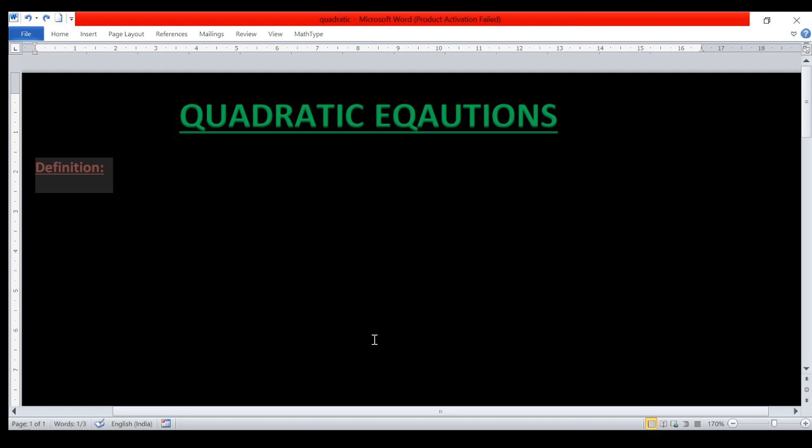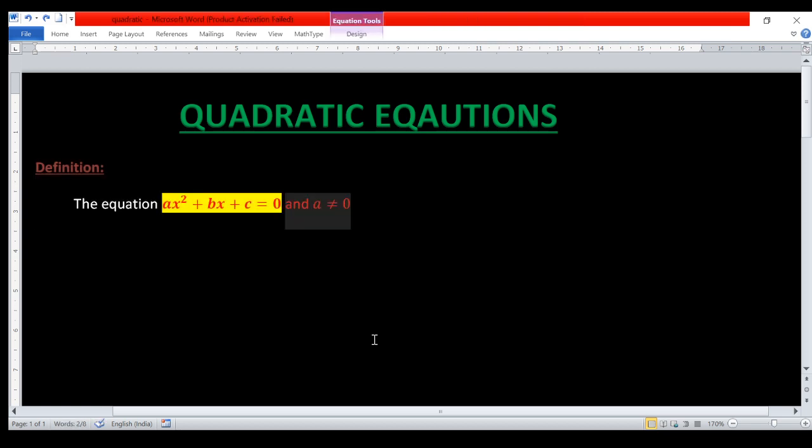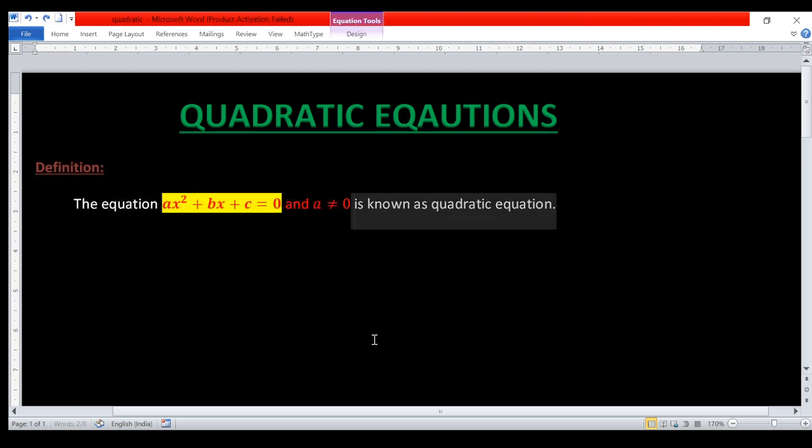Definition. The equation ax square plus bx plus c equal to 0 and a not equal to 0 is known as quadratic equation. Ax square plus bx plus c equal to 0 and a not equal to 0. That is most important. Suppose we want to call this equation a quadratic, definitely a not equal to 0. Suppose a equal to 0, now the first term will not be there.